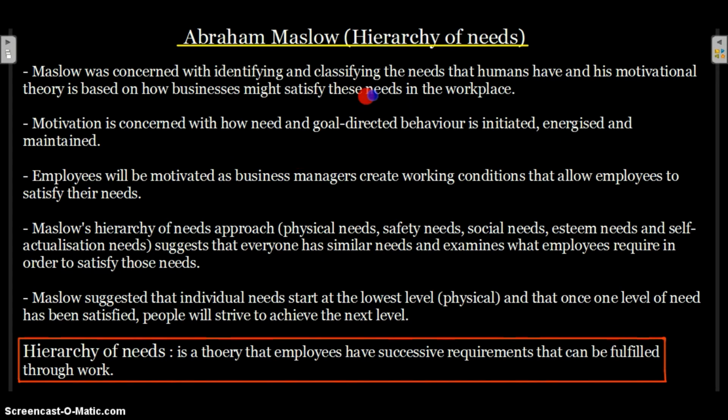Now his theory was about the hierarchy of needs. He was concerned with identifying and classifying the needs that humans have, and his motivational theory is based on how businesses might satisfy these needs in the workplace. It was not just about the business itself. His study was related more to psychology, but he said that some of these needs can be satisfied in the workplace, and he created a certain hierarchy of the system.